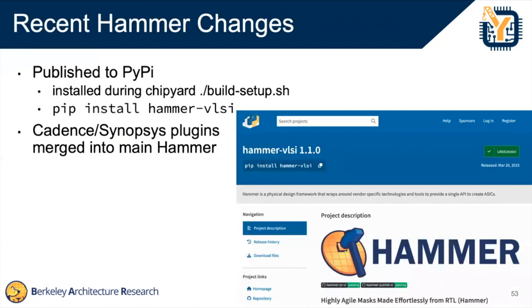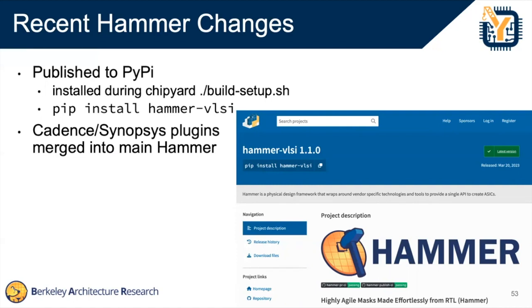Some recent changes to Hammer: as of a month ago or so, Hammer has been published to PyPI, so you can pip install it and play around with it quite easily. It's also installed during the typical Chipyard build setup, so you can play with it inside of Chipyard. Hammer is now a Poetry project. It has built-in CI now. It has unit testing, and we have type checking too. So Hammer is a well-typed Python API. You can use MyPy on it and everything works fine.